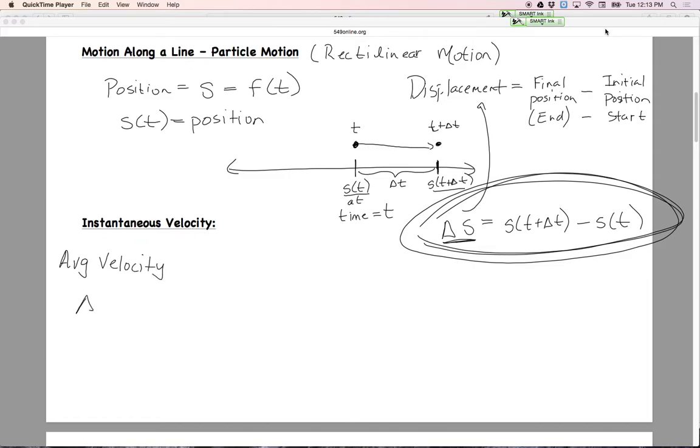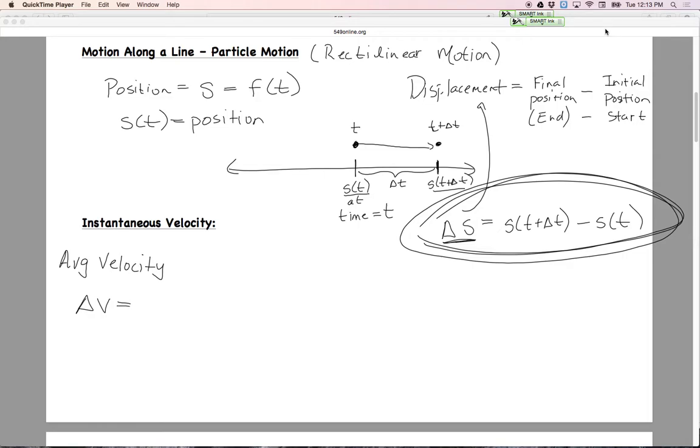Average velocity, we'll call it delta V. Whenever we do average, we'll use delta, because we know we're not talking about an instant in time, we're talking about over time. An interval of time, if you will. It happened over an interval of time.